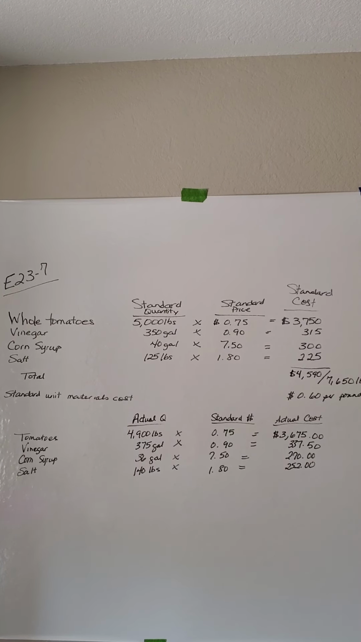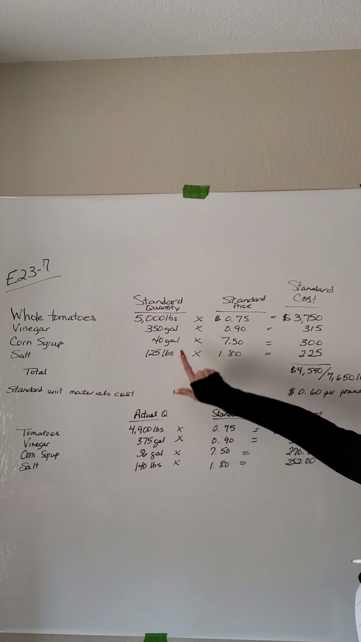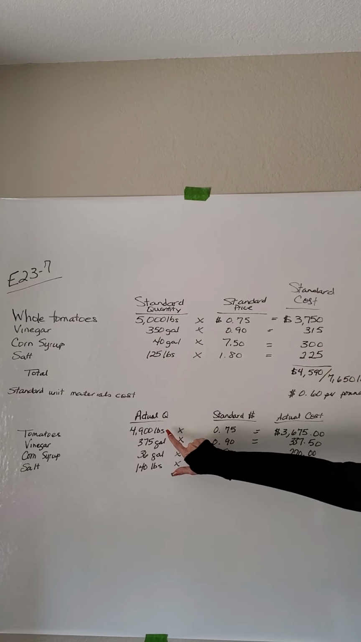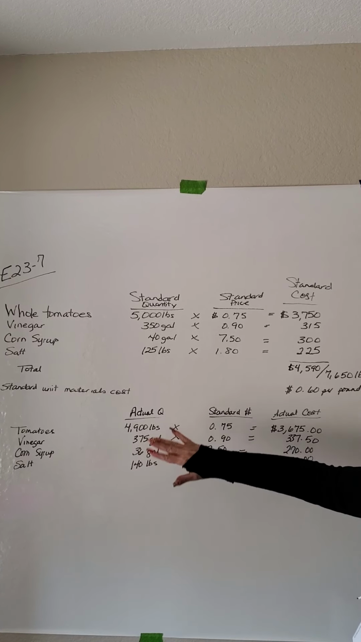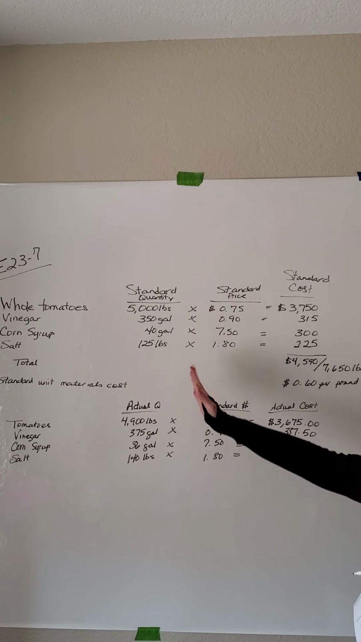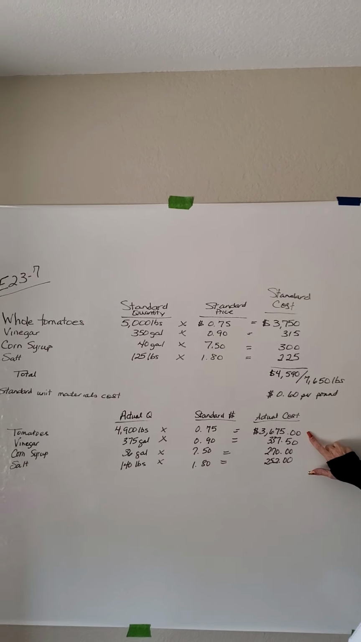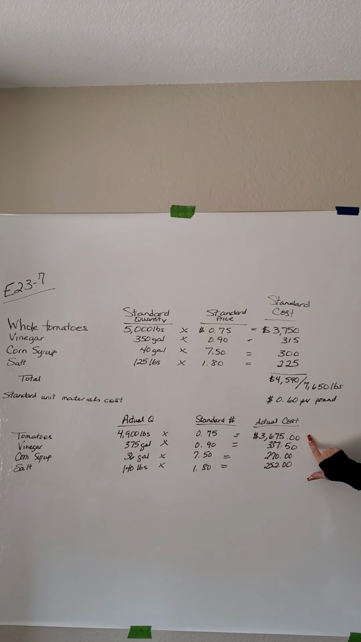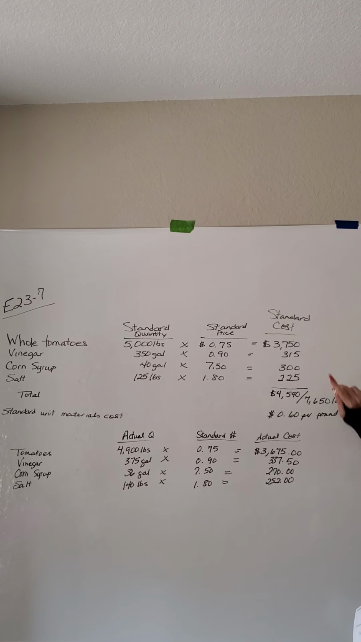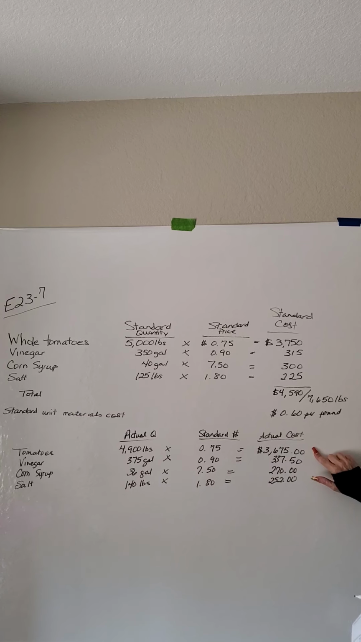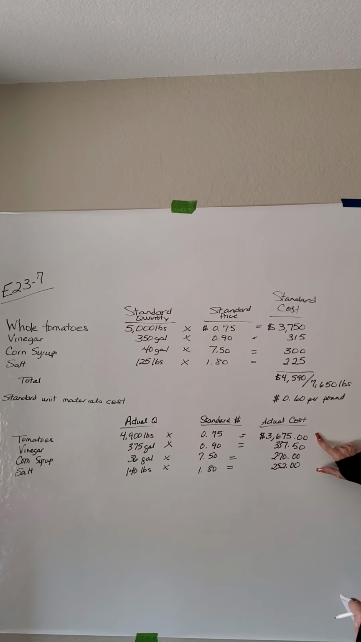So you can already tell by looking, and this is one of the first times we're actually going to be looking, but what you can see here is the standard quantity of tomatoes is 5,000. We only used 4,900, right? So we used less than what the standard amount or the budgeted amount would be. And we're going to have spent less, right? So if our actual cost is less than our standard cost, when we work out the variance it's going to be favorable. So whenever you spend less than you thought, that's favorable.